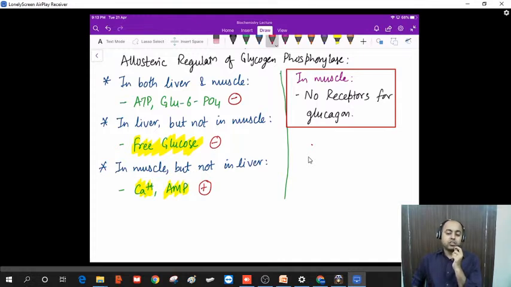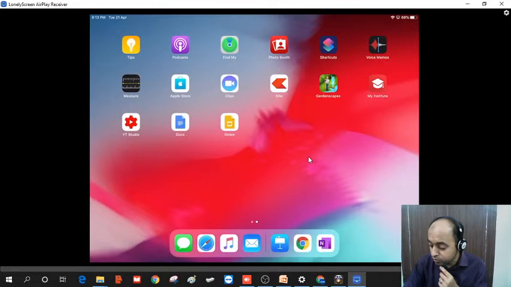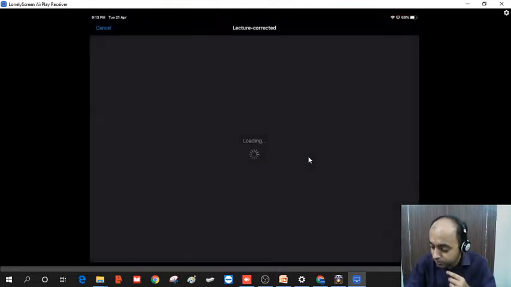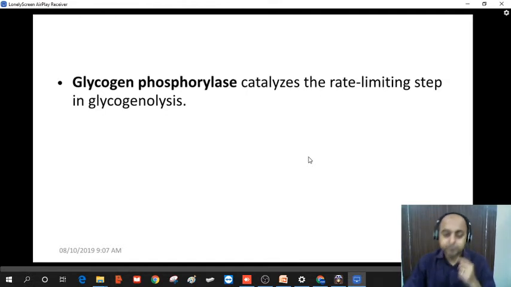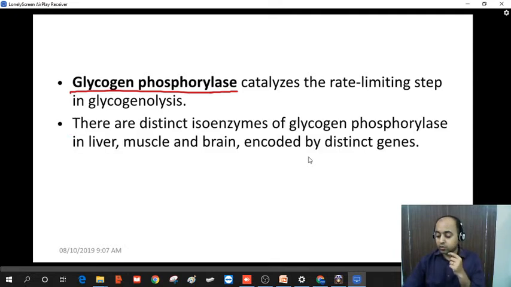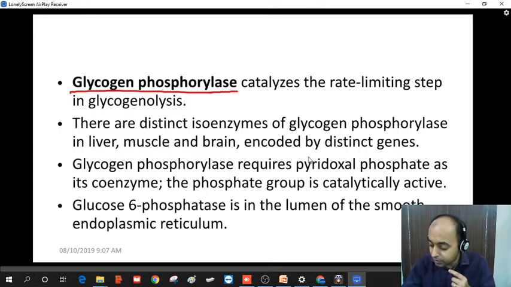Okay, let's go back and show you a few things. I'll show you the reaction per se also, and some important images that I want you to see. Somebody was asking about the rate limiting enzyme. The rate limiting enzyme for glycogenolysis is glycogen phosphorylase. We already said there are distinct isoenzymes of glycogen phosphorylase in liver, muscle, and brain, and they will behave differently.